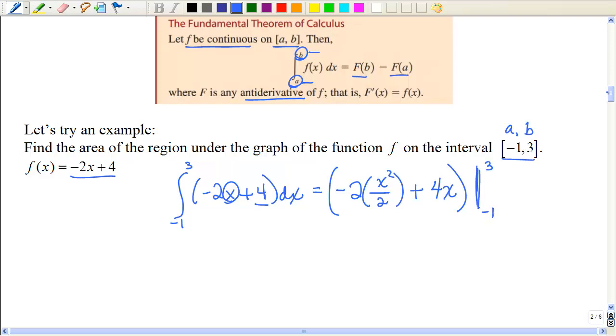That's an interesting notation, and that's just what it means. So we're going to now plug in 3 for x. So that would be that F of b. Before I do that, let's just clean that up. Those 2's would cancel.